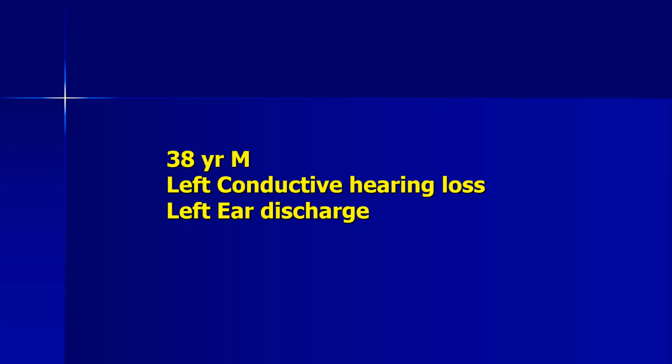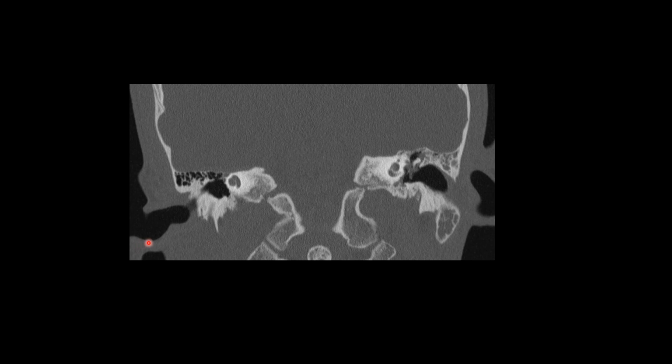So in this clinical setting of conductive hearing loss, the imaging modality of choice will be non-contrast CT. Here is the coronal CT image of this patient. In the right temporal bone, we can see the normal black signal from the air within the middle ear cavity and normal black air within the right mastoid air cells.